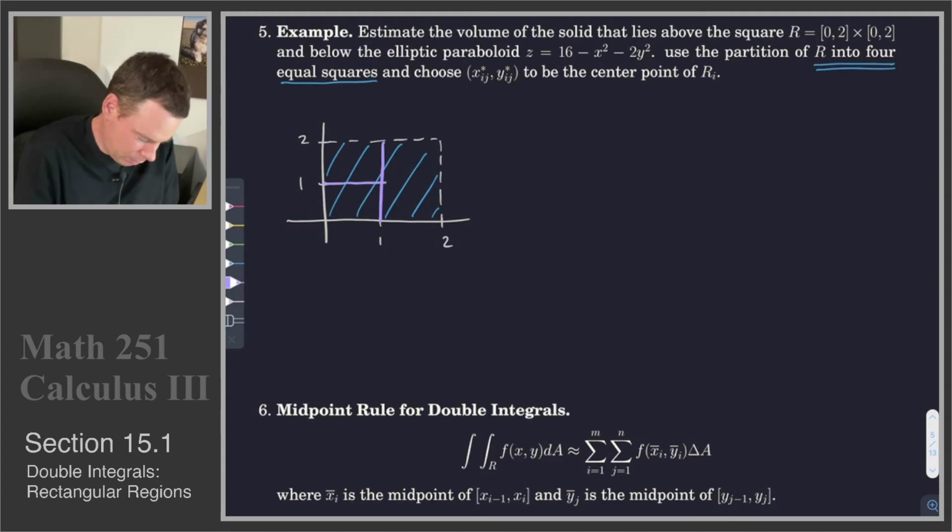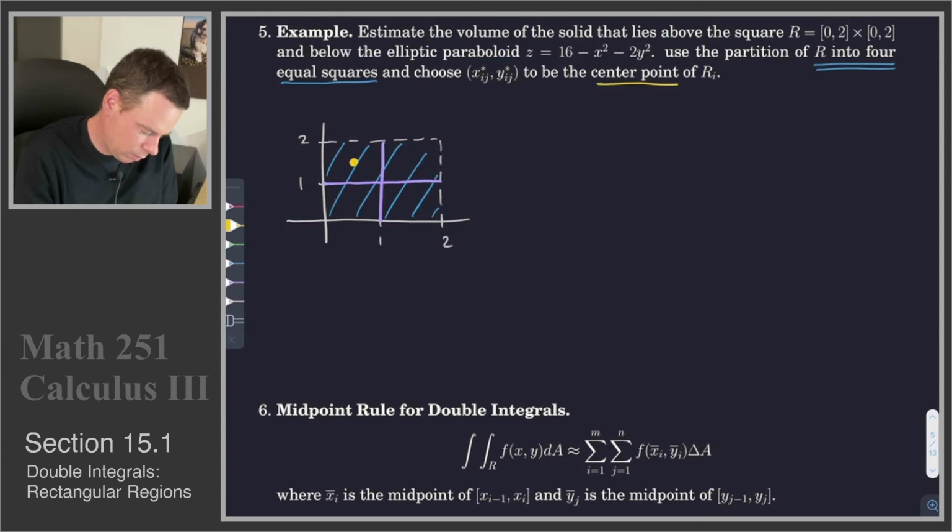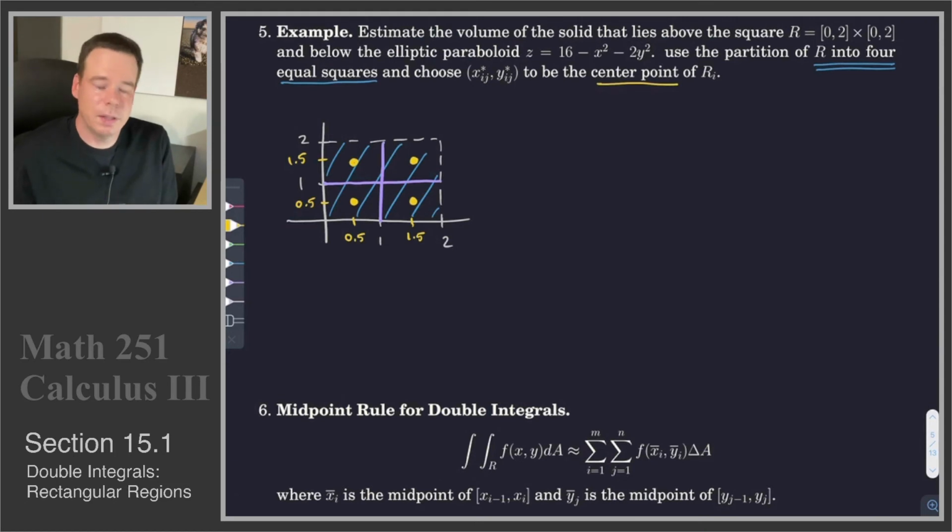We just chop it up like this. We've got our 4 equal squares. Choose our sample point to be the center point of each of those squares. So we choose our sample point to be right in the middle. So that would be 0.5, 1.5, 0.5, and 1.5. And now we're going to use those to get an estimate for the volume.